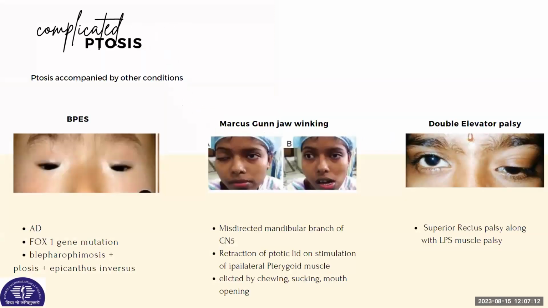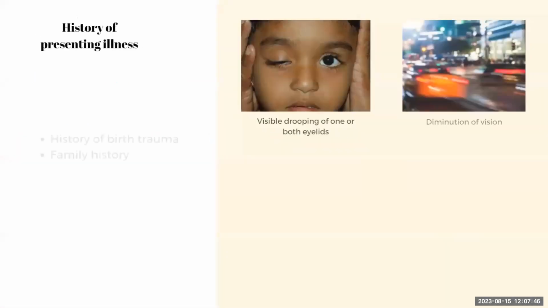Complicated ptosis is accompanied by other conditions, for example, BPES, which is blepharophimosis, ptosis, epicanthus inversus syndrome. It is an autosomal dominant condition associated with FOXL2 gene mutation. Marcus-Gunn jaw winking phenomenon is where the misdirected mandibular branch of cranial nerve 5 supplies the levator. Retraction of the ptotic lid is seen on stimulation of the ipsilateral pterygoid muscle, which is elicited by chewing, sucking, and mouth opening. The third one is double elevator palsy, which is associated with superior rectus muscle palsy.